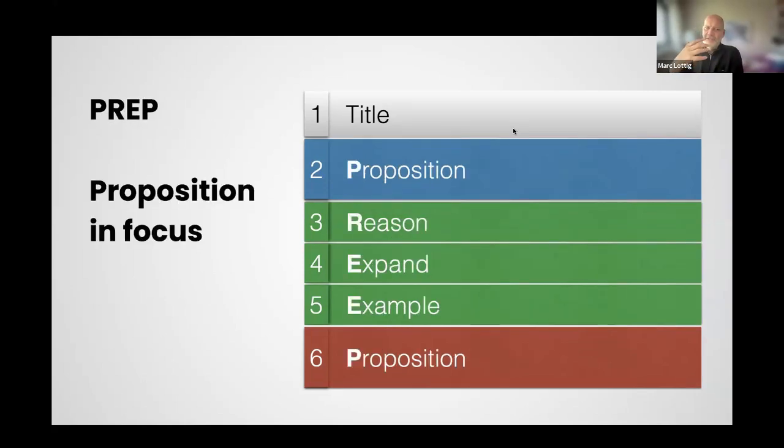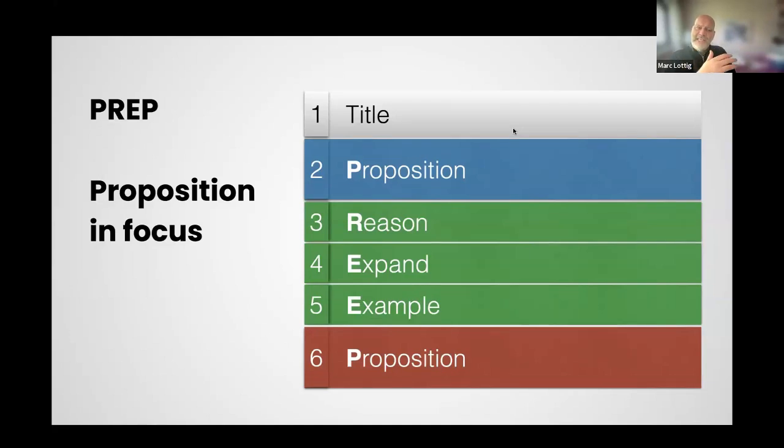And PREP uses P, E, R, P. P is the proposition. You state your proposition. I cannot overemphasize how important the proposition is. It is, what is this all about? Where do you stand? What's your opinion? Out up front, so everybody knows what's going on. The R stands for the reason why you gave a proposition. The reason is an explanation. It can start, I said this because.